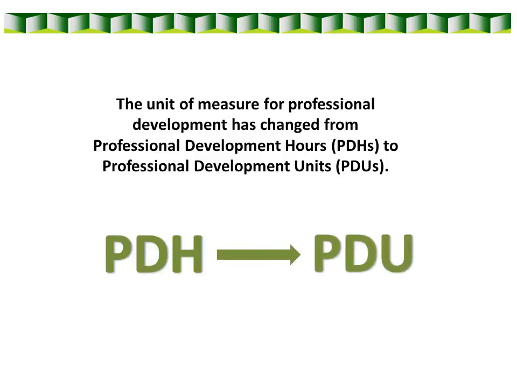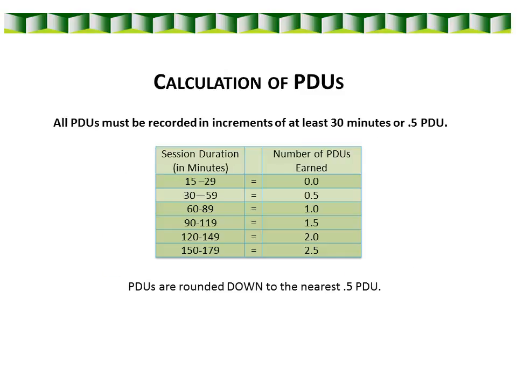Because we have new activity types that are not based on clock hours, the unit of measure for professional development has changed from professional development hours, or PDHs, to professional development units, or PDUs. Different activity types earn a different corresponding number of PDUs, which I'll talk about more in a few minutes. It's important to note that PDUs can only be earned in half-hour increments, and they're rounded down to the nearest half hour. 0.5 PDU is the smallest possible increment.